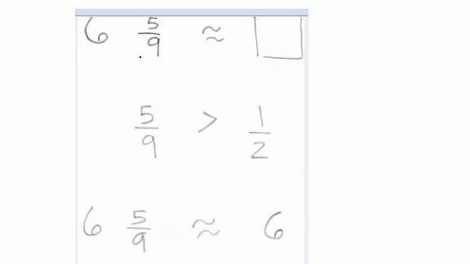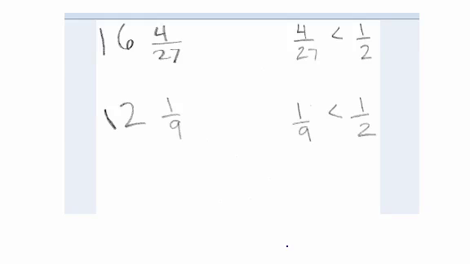Now let's look at another example. Suppose we had 6 5/9 and we were asked to make an estimated value if this was part of a problem. Again, we look at our fraction part and determine whether it is less than or greater than 1/2. We see that 5/9 is greater than 1/2 because 5 is greater than half of 9. Half of 9 would be 4 1/2, and 5 is greater than that. So 6 5/9 would round to 7. We would round up.